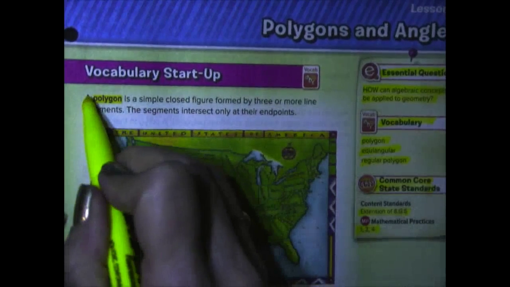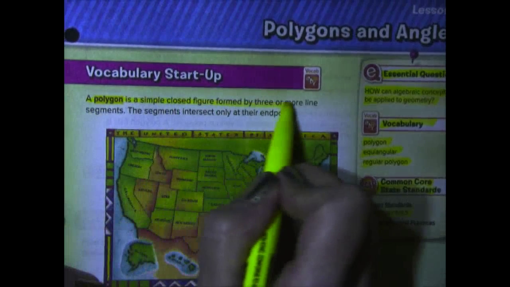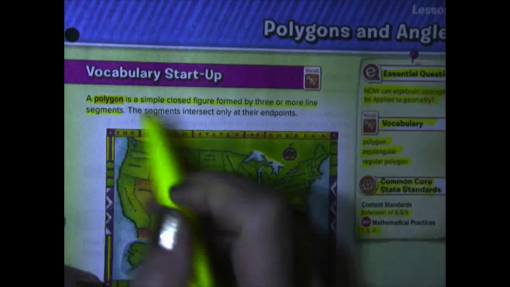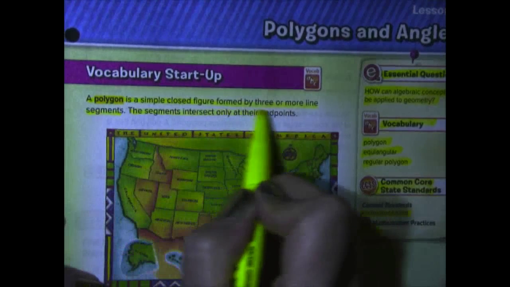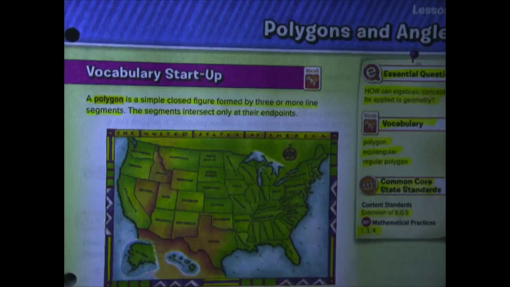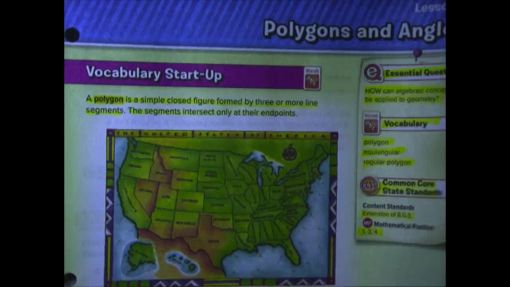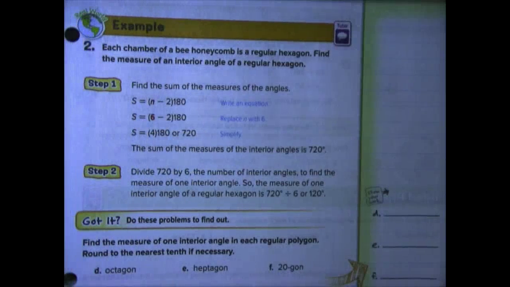It says a polygon is a simple closed figure formed by 3 or more segments. The segments intersect only at their endpoints. Sounds a lot more difficult than it is, but let's go ahead and turn to page 398 and take a look at our key concept.